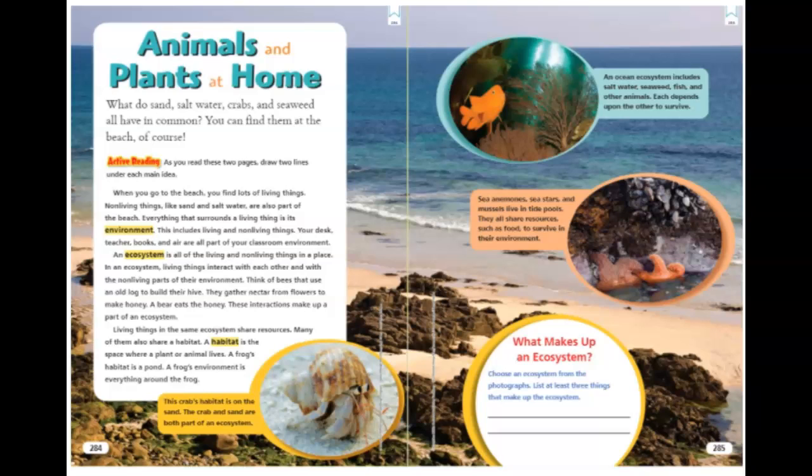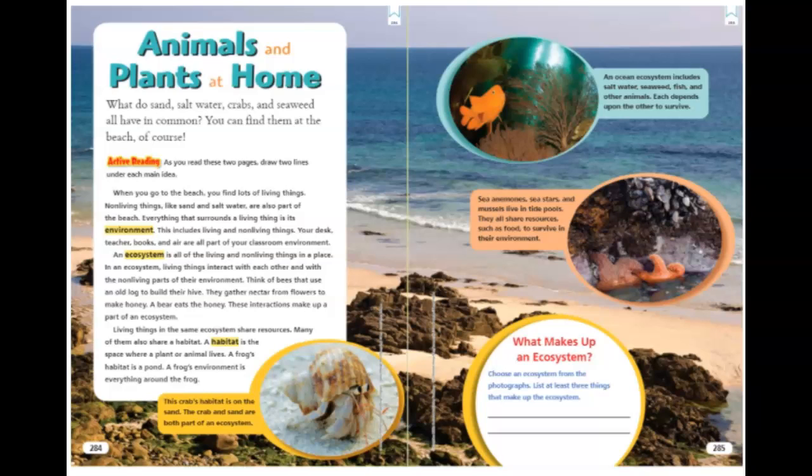Living things in the same ecosystem share resources. Many of them also share a habitat. A habitat is the space where a plant or animal lives. A frog's habitat is a pond. A frog's environment is everything around the frog. The crab's habitat is on the sand. The crab and the sand are both part of an ecosystem.